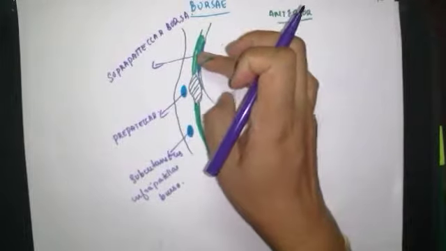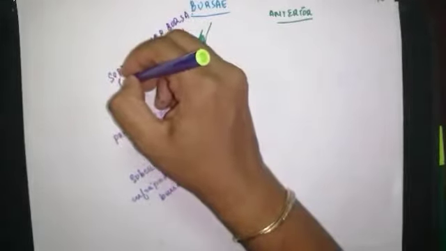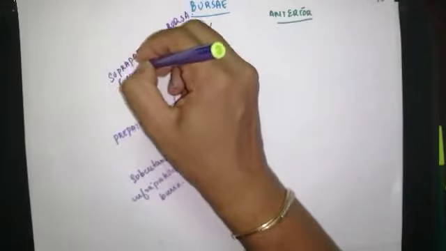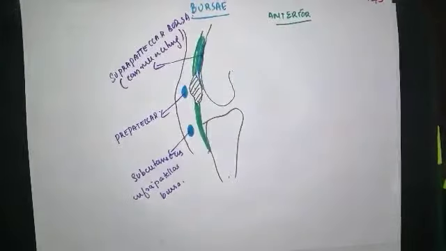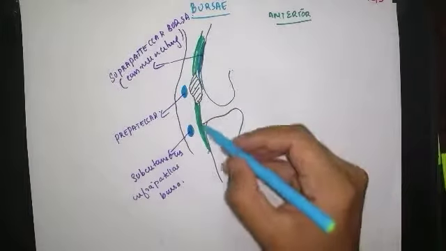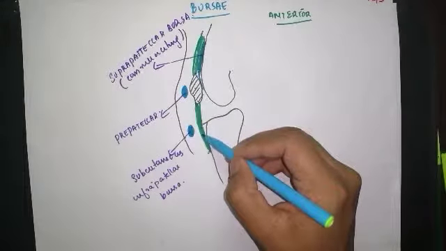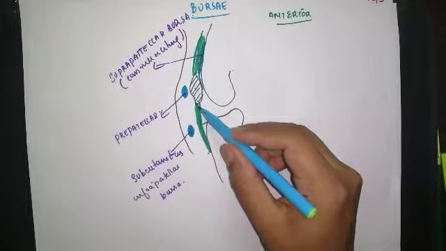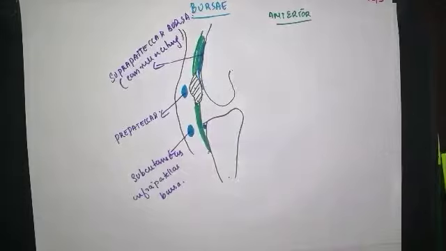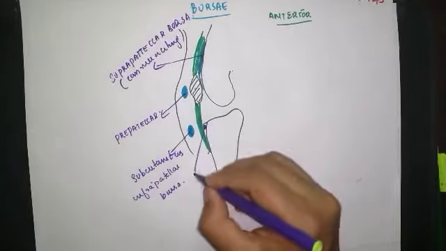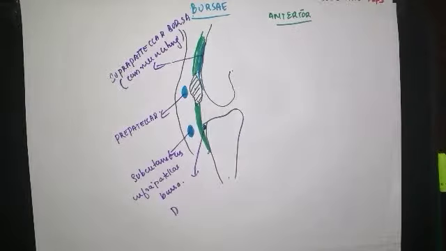This is actually an extension of the joint cavity superiorly behind the tendon of quadriceps femoris. So it is communicating with the joint cavity. This is known as suprapatellar bursae. Another one is located below the patella, deep to the ligamentum patellae, that is known as deep infrapatellar bursae. So deep infrapatellar bursae.